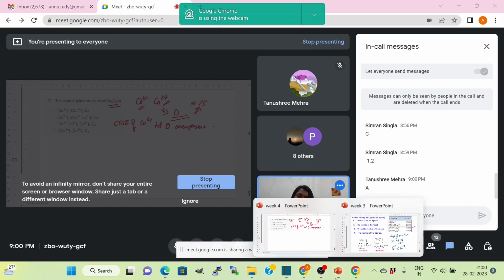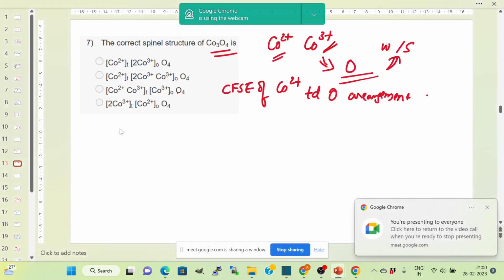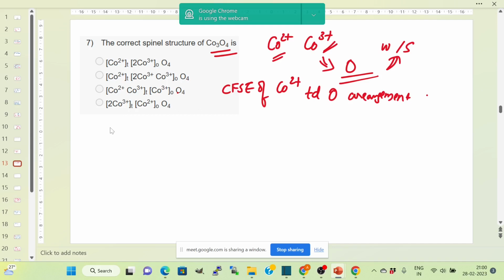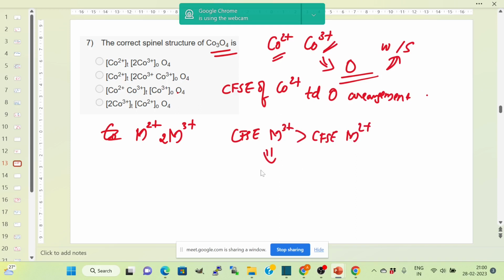So maybe we'll solve this question. Okay. So as I said, cobalt. So I think you all remember what spinels were, right? So there'll be three metals. So one metal will be in 2+ state, other two will be in 3+ state, right? And whenever the CFSE of M3+ is higher than the CFSE of M2+, this will be a normal spinel, and this M3+ will be in octahedral vacancies, and M2+ will be in tetrahedral vacancies.